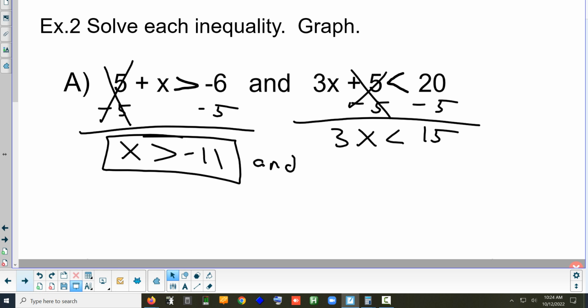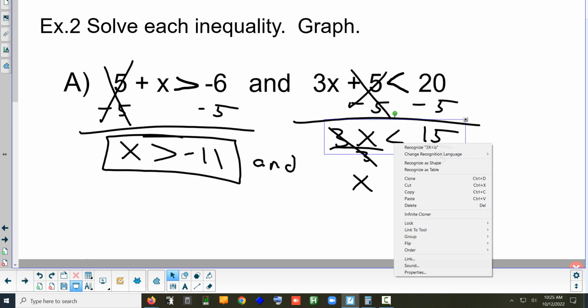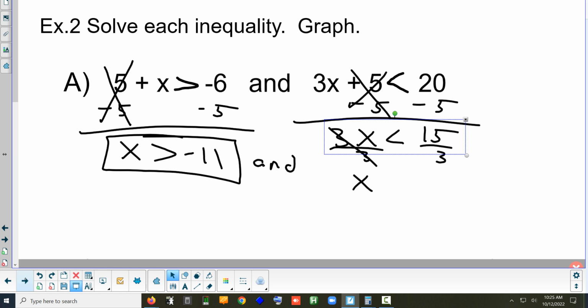And Emily, what would be my last step? Divide both sides by 3. And Joe, since I divided by 3, should I flip the inequality? No, because we didn't divide by a negative. So Joe, what do I get there? X is, so what symbol is this first? Less than. And then what did you say? 5. Good.